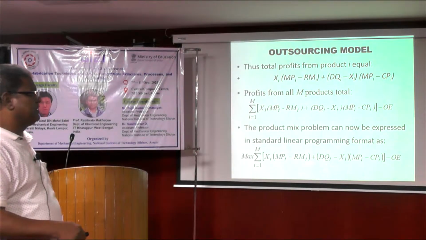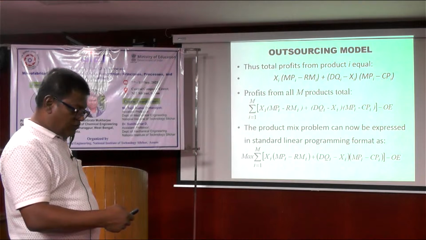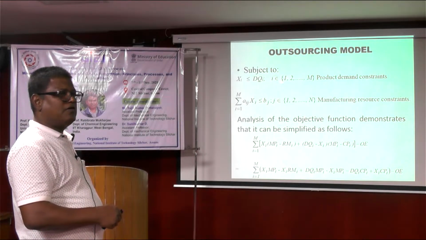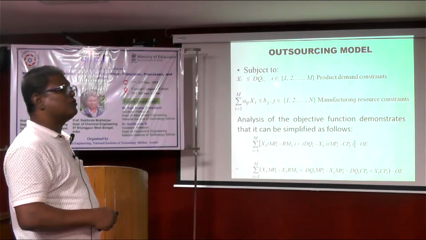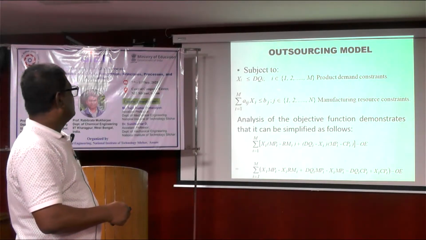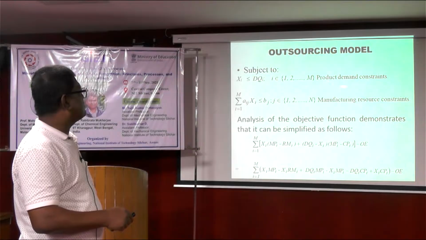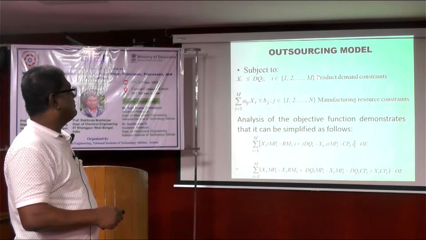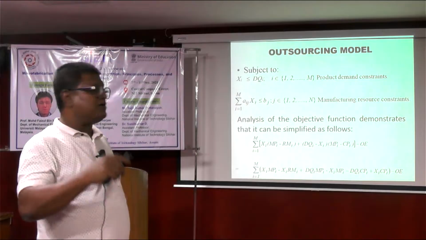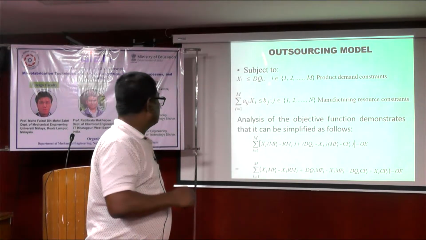Now, linear programming problem means this is my objective function, and I have to maximize this. Then what are the constraints? One is demand, because xi cannot be more than dqi. More than the demand I will not produce. So this is the demand constraint, for I in m types. Then one important thing here, observe.